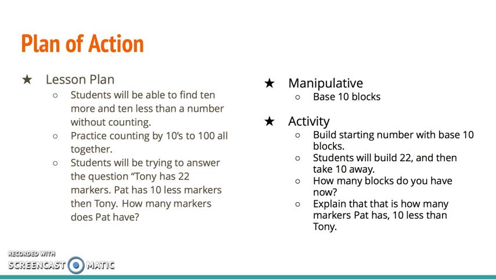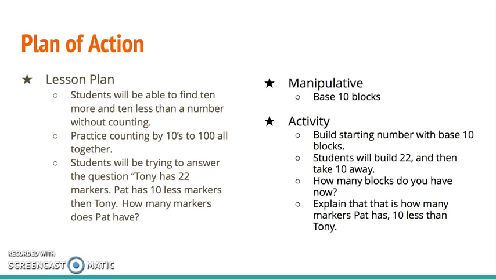Plan of action. Through my lesson plan, students will be able to find 10 more and 10 less than a number without counting. We will practice counting by tens to 100 altogether. This connects to the students' prior knowledge because they have already been practicing counting by tens.